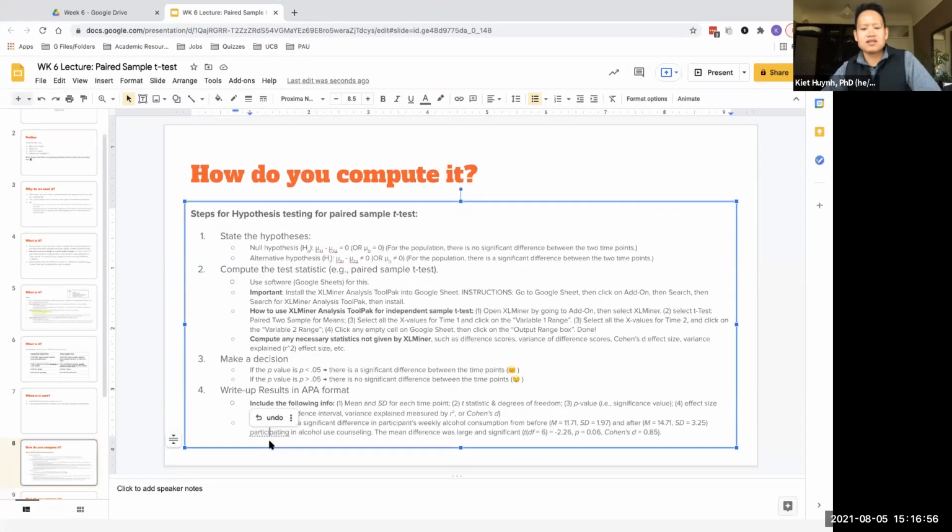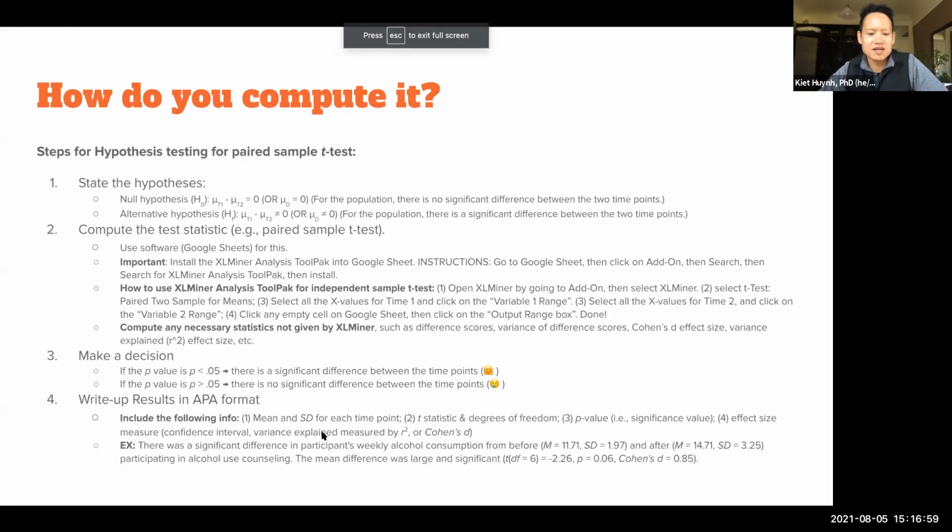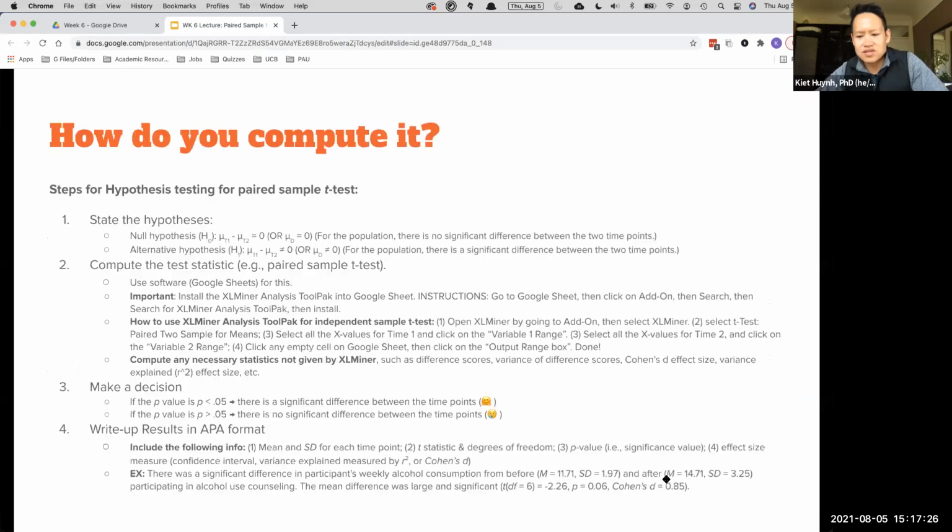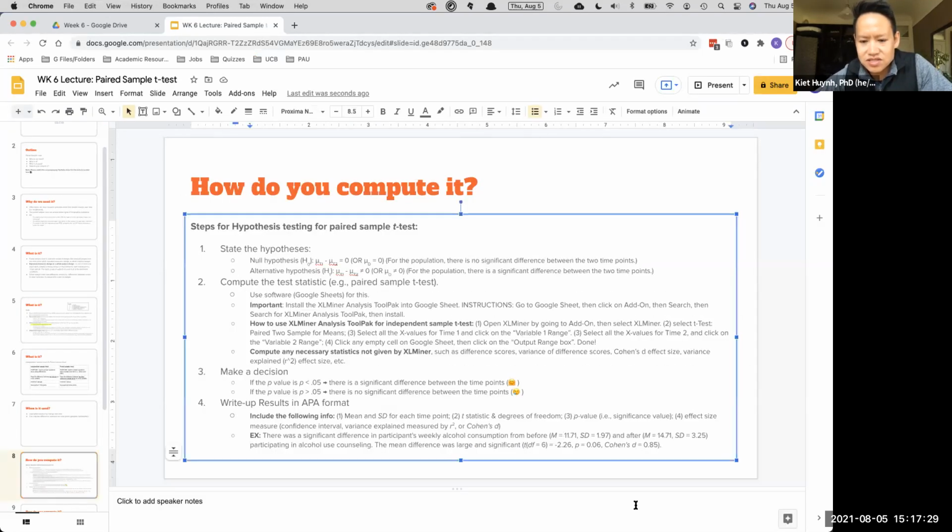Okay, so you see here, this is obviously a study about whether alcohol use counseling could reduce alcohol consumption. You see here that yes, it does based on this test. Before the counseling, for one group of people, they have an average alcohol consumption, or number of drinks per week, of 11.71 with standard deviation 1.97, and afterwards. This value should be switched actually. This mean should say 14.71.